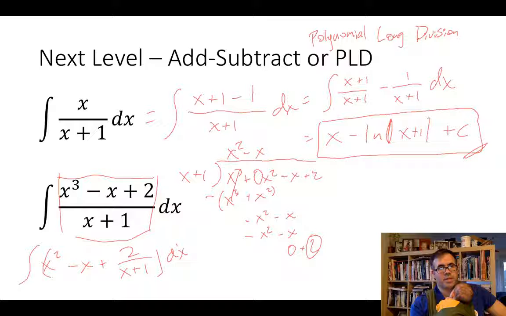Now that you've done that, you can integrate it term by term. Kind of running out of room here, so if you'll allow me, I'll write it up here. The integral of x squared is 1/3 x cubed. Then we have minus x squared over 2, and then plus 2 natural log absolute value of x plus 1, plus c.